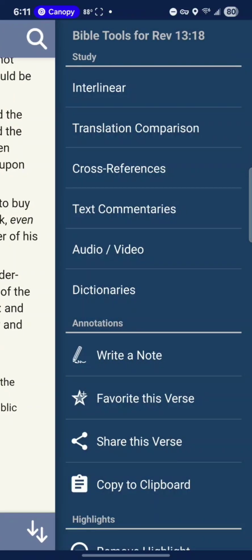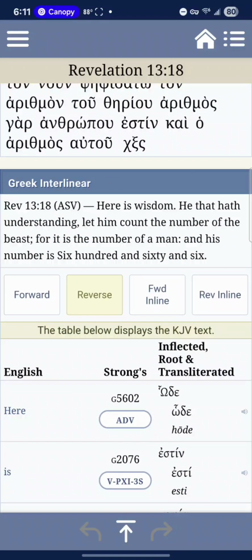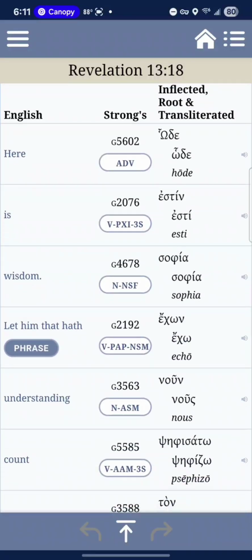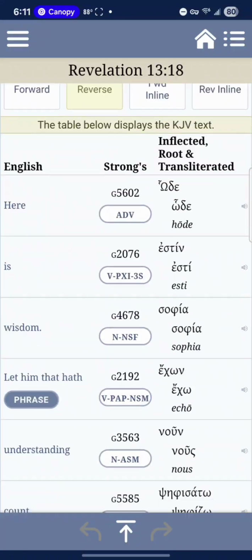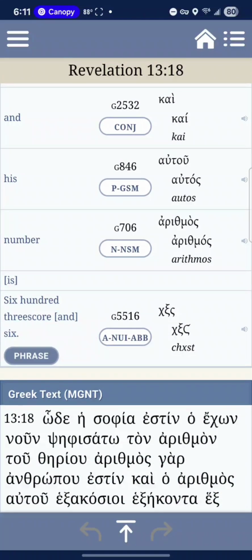Let's go into the interlinear. Okay, now we know that the New Testament, being the Greek text, is not in English, so we need an interlinear Bible to understand what is truly being said. Now, if we go down to where it says these exact words, 666, the original word that is used is chi xi stigma. Let's go into this verse.